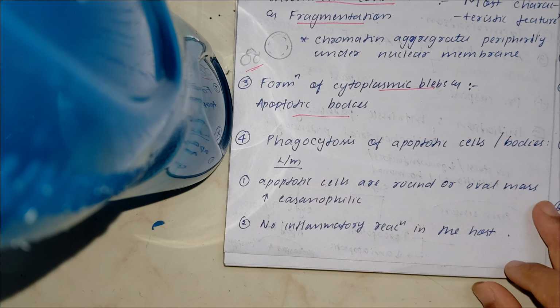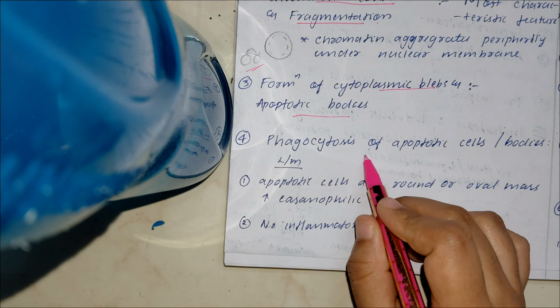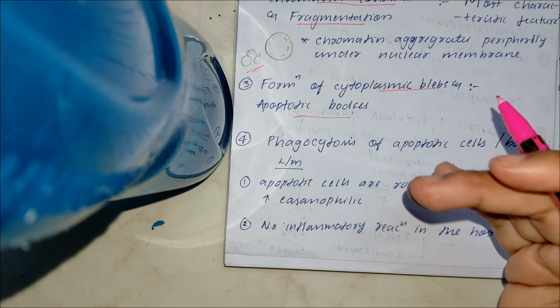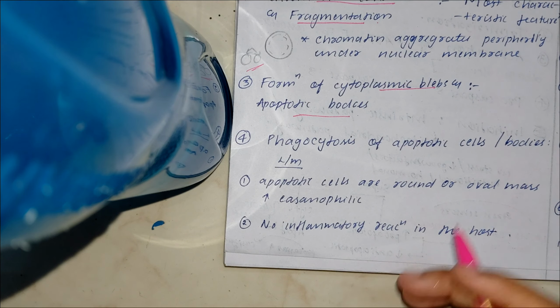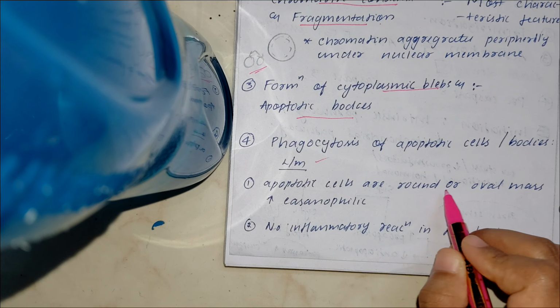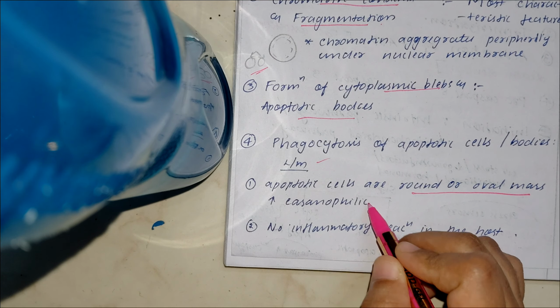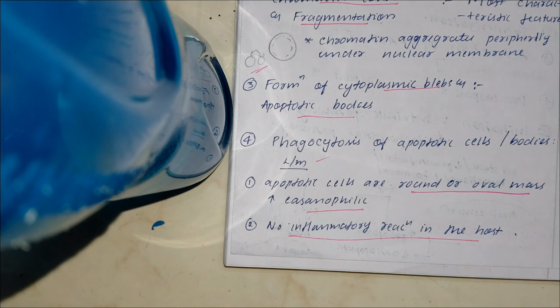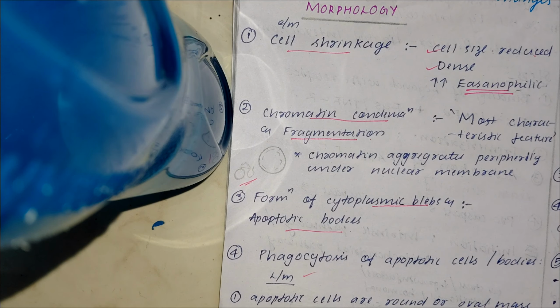Now the fourth point will be phagocytosis of the apoptotic cells or bodies, and we can see phagocytic cells clearly. Now in a light microscope, we can see apoptotic cells as round or oval masses. They will be very eosinophilic and there will be no inflammatory reaction in the host. Okay. Now let's move on to the biochemical changes.